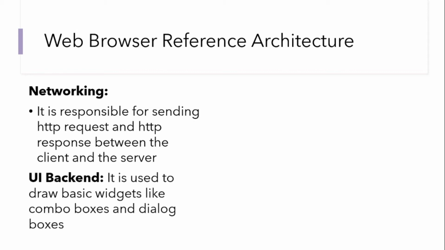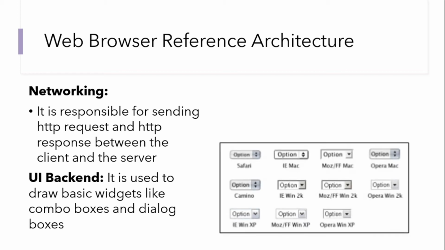Let's also look at the UI backend. The UI backend is used to draw basic widgets like combo boxes and dialog boxes. So basically, the UI widget is responsible for giving various widgets or controls. Do you get it? Those controls are not part of the web browsers, but they pick them from the operating system and then display them.